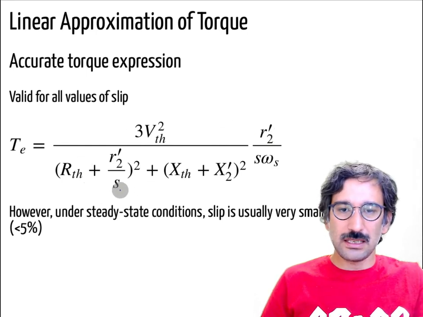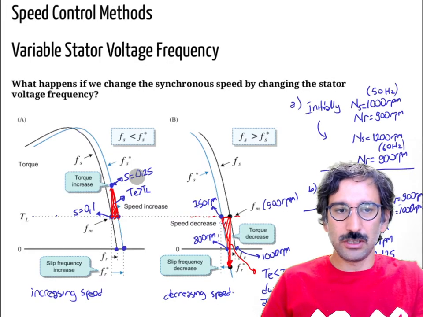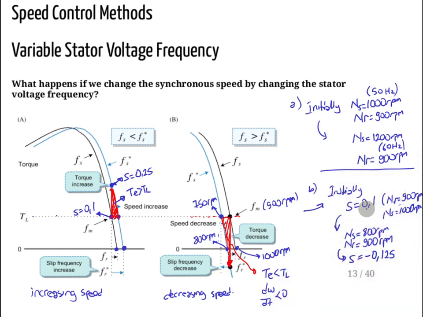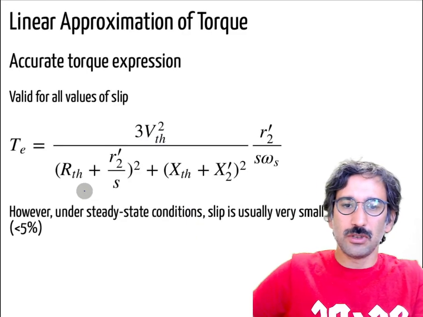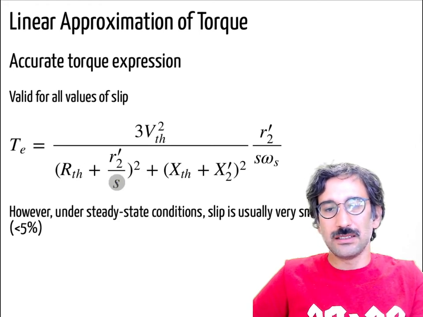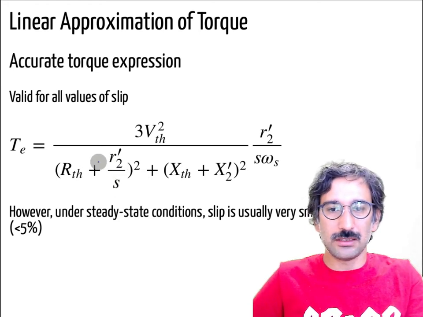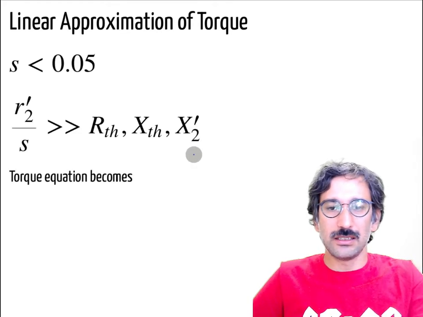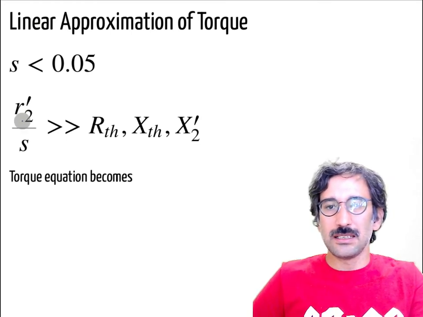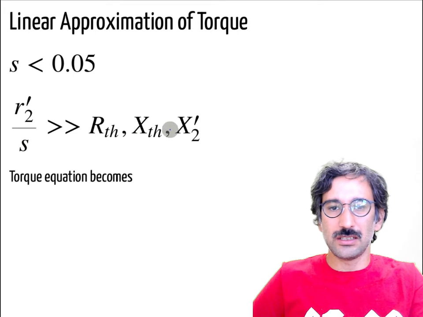So as you can see, if the slip is really small, and at normal conditions, here I've maybe exaggerated, but normally the slip is less than 10%, usually around 4 or 5% in induction machines. Okay, so if that one is divided by 0.05, it is like that one is multiplied by 20, so that term becomes larger than these two values. So for small values of slip, I can say R2 prime over S is much larger than those things.